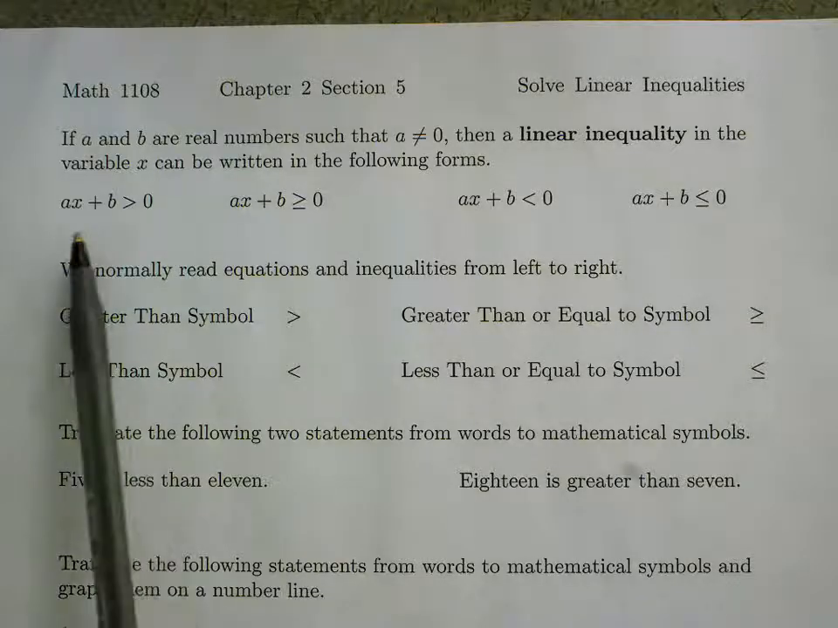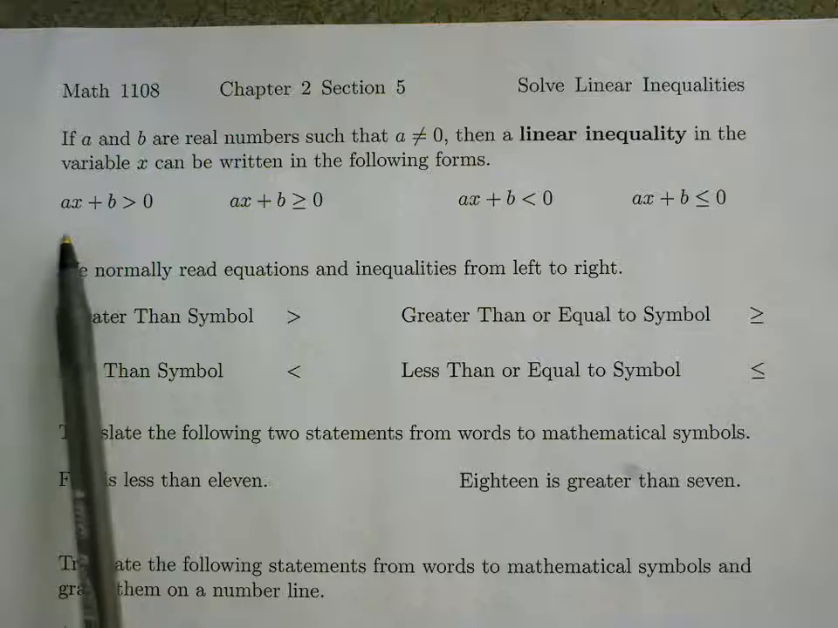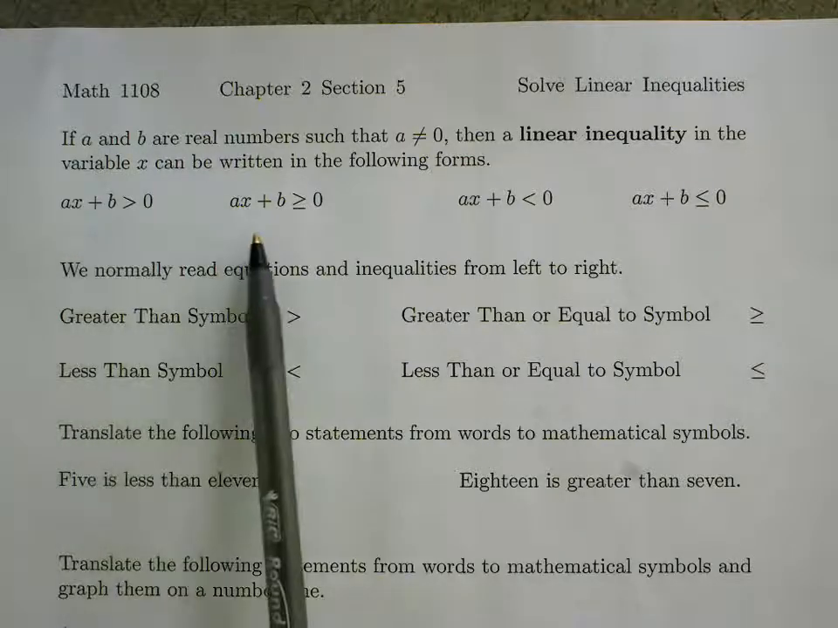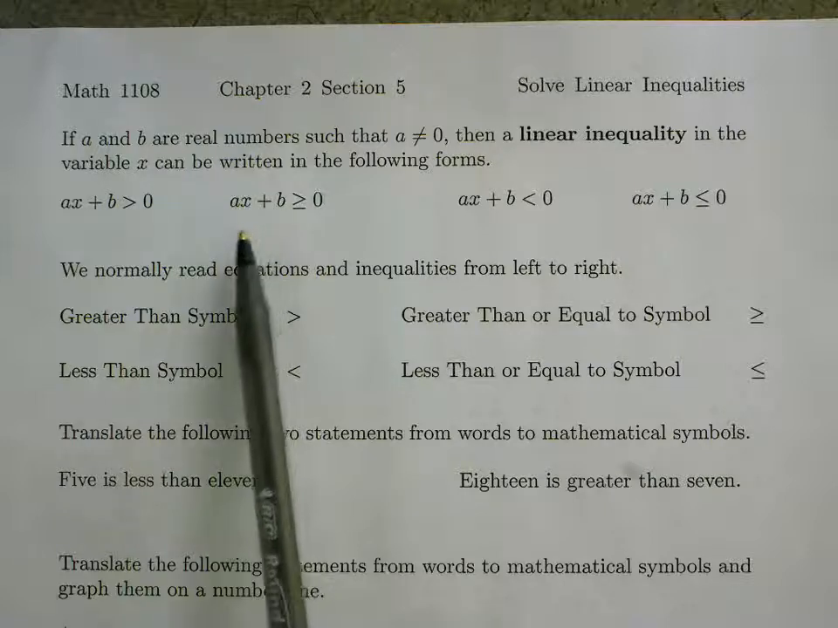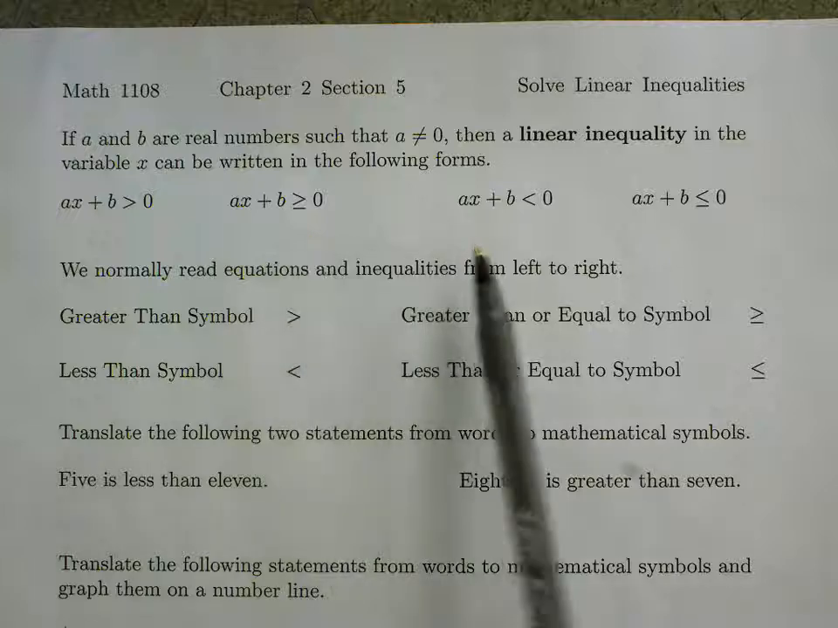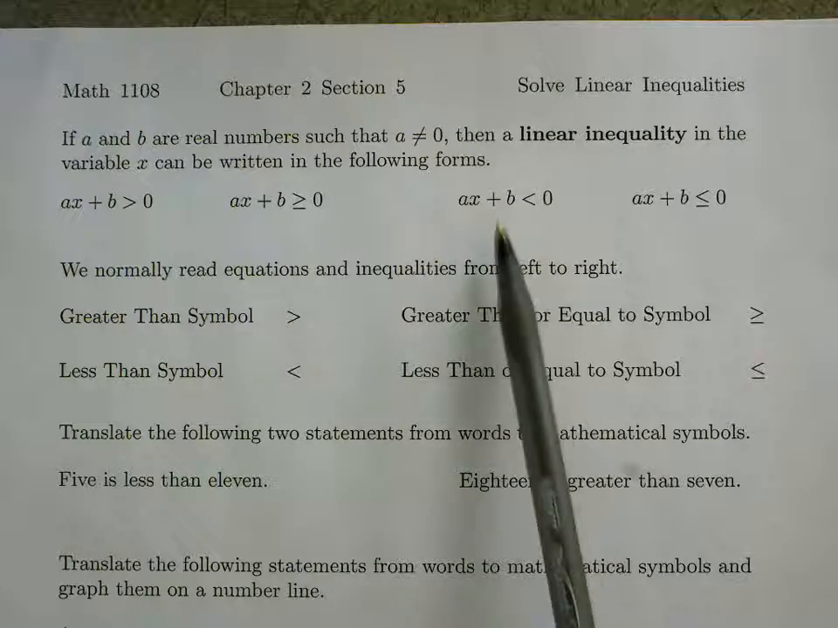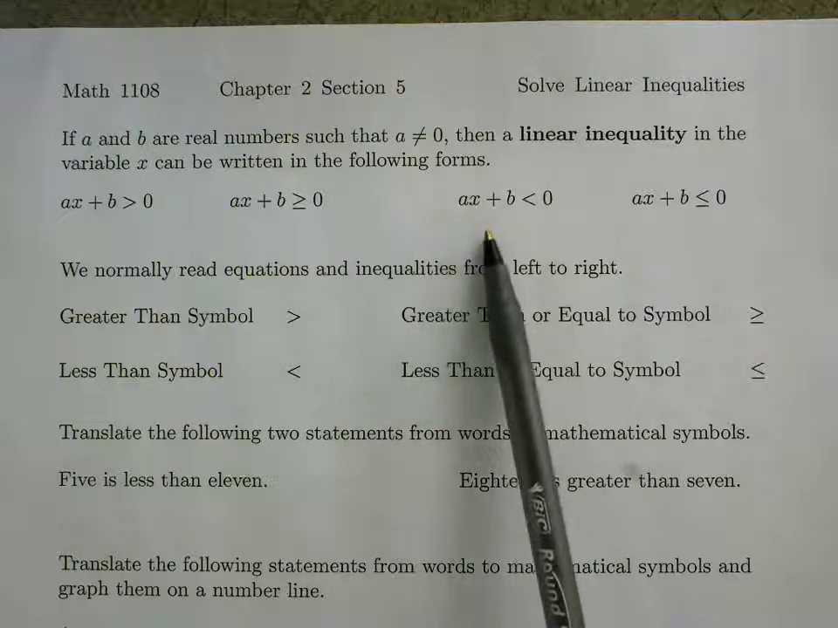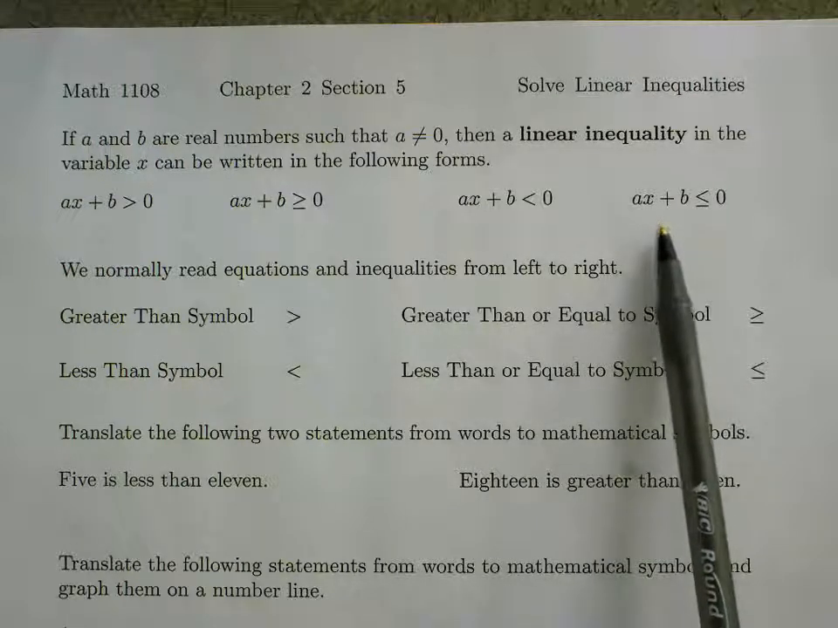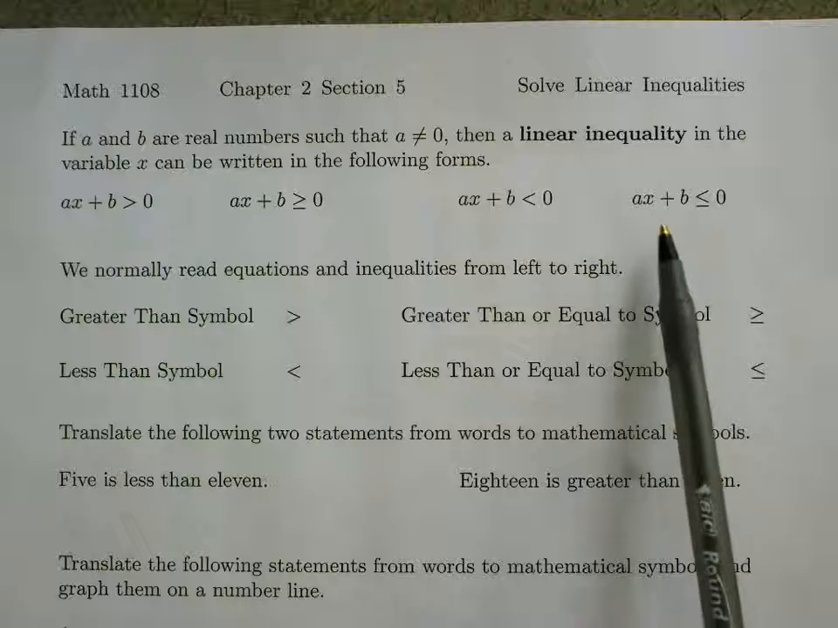The one on the left, we read as A times x plus B is greater than 0. The second one, A times x plus B is greater than or equal to 0. The third one, A times x plus B is less than 0. And the fourth one, A times x plus B is less than or equal to 0.